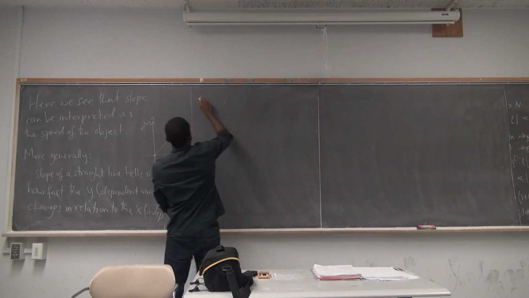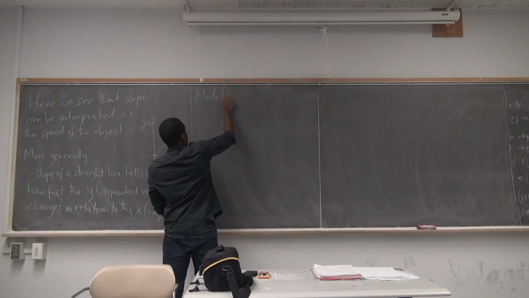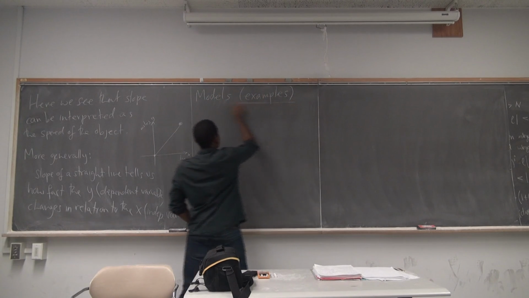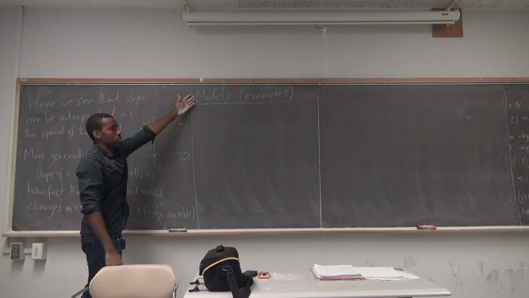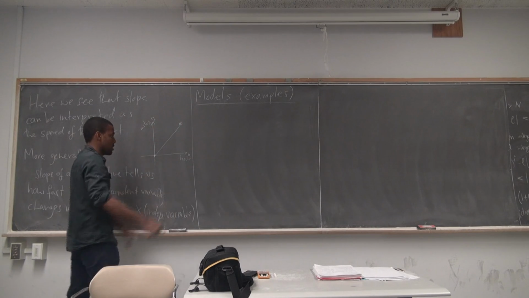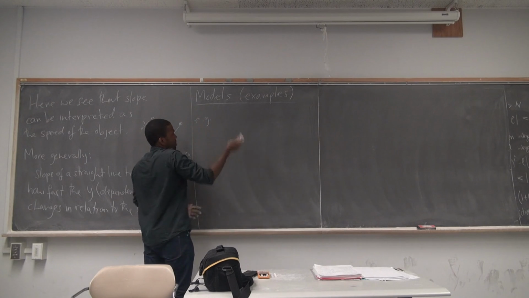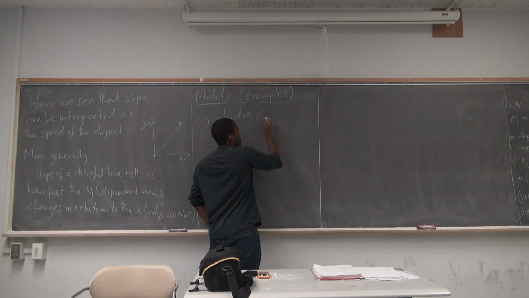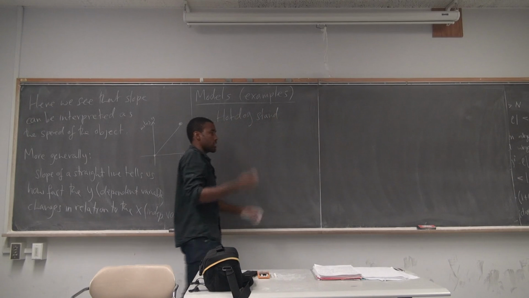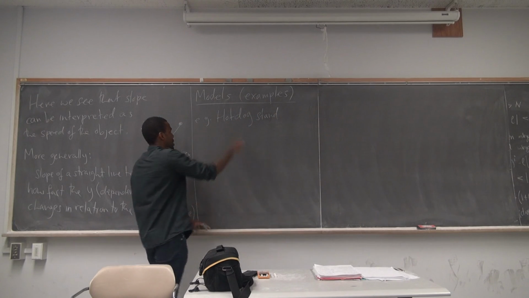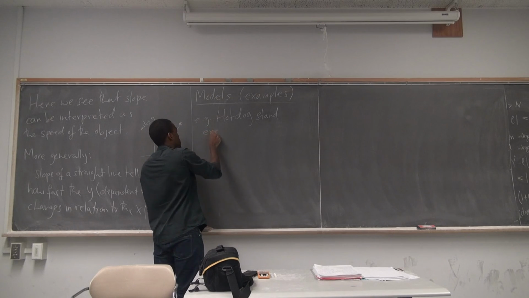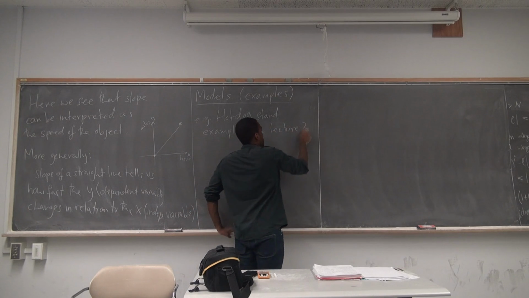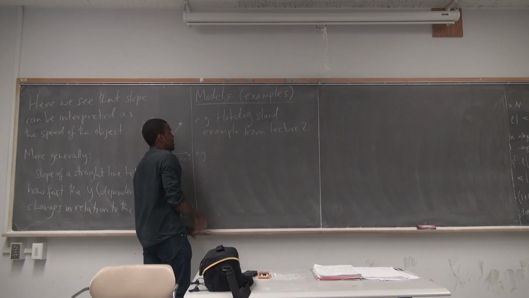So let's look at some models. Examples. A model is basically a mathematical abstraction of a situation happening in real life. One example we've had before was the hot dog stand example from lecture 2. We actually used a straight line to measure how many hot dogs I'm selling every day or something like that. Let's give another example.